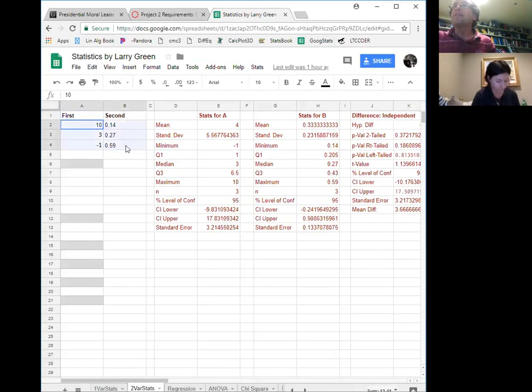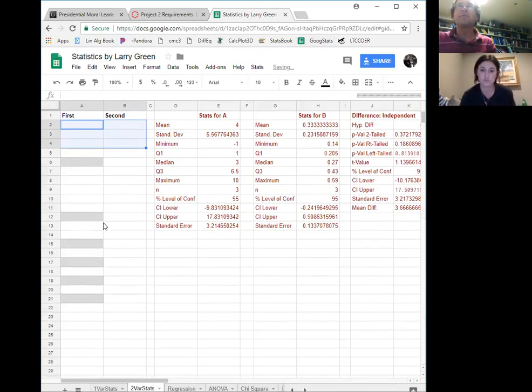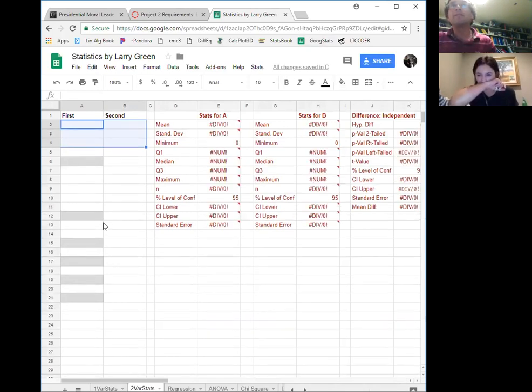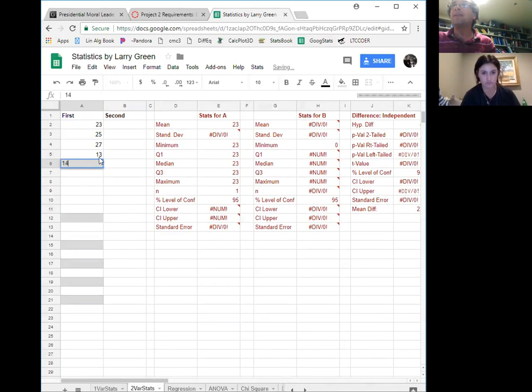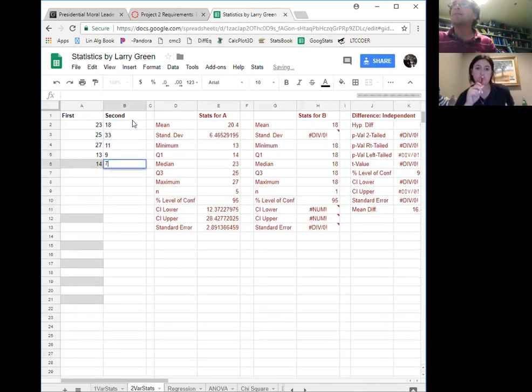The first thing you're going to do is highlight the numbers that are already there and hit the backspace just to erase them. Okay? You could use the same spreadsheet. If you already made a copy, you can still use that one. Otherwise, you'll have to make a copy again. Then you type in your first and your second. You type your data, I don't know, 23, 25, 27, 13, 15. You're going to have a lot more. 14, I guess. 18, 33, 11, 9, 7. Okay? So whatever you have, right?